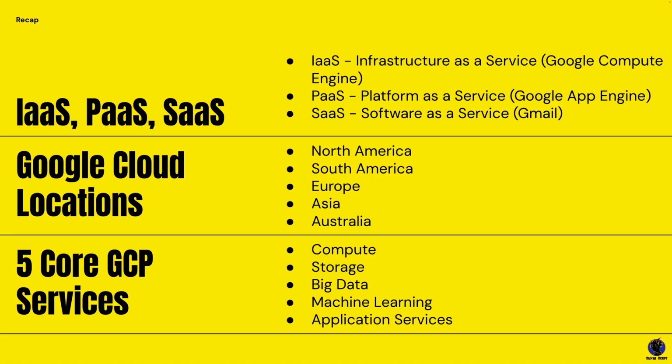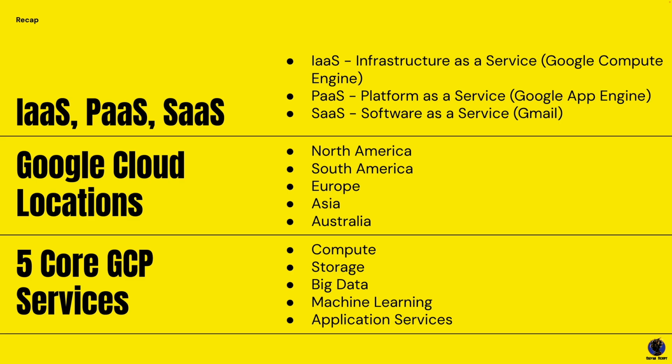So for our recap, in the previous lesson we covered IaaS, PaaS, and SaaS. Infrastructure as a service, if you remember, covers things such as Google Compute Engine. With Google Compute Engine, you can create a VM and use that VM. It already comes with all the necessary hardware, operating system, and everything pre-installed, so you don't have to worry about that.